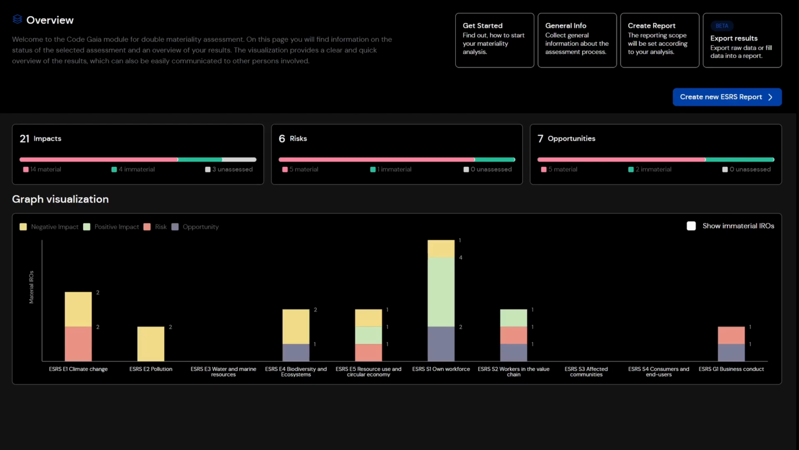What I mean by that is, if you know through your experience and professional judgment that your specific business model or your specific value chain is dominated by certain risks or certain impacts in certain topics, you can quickly use this visualization to sense check how your materiality assessment results have come out.